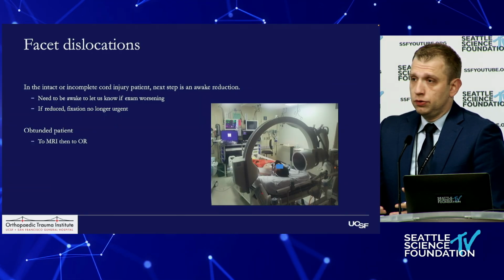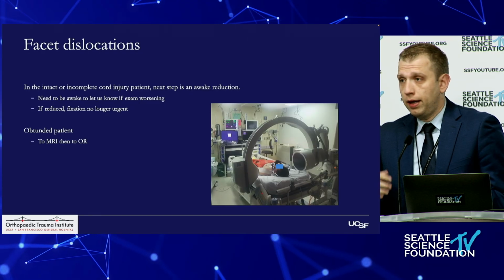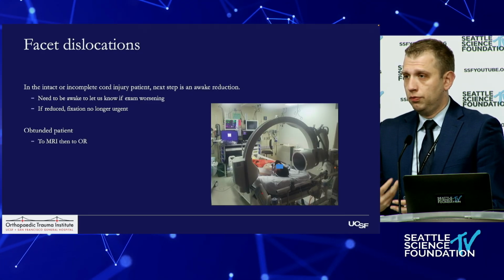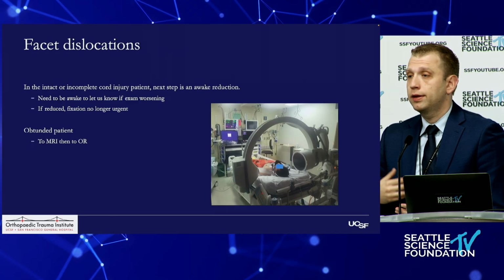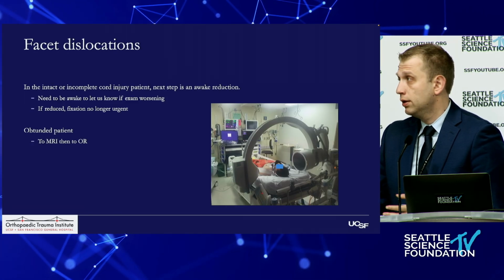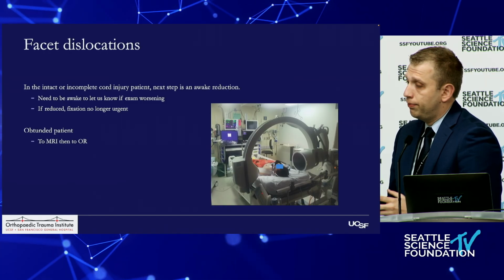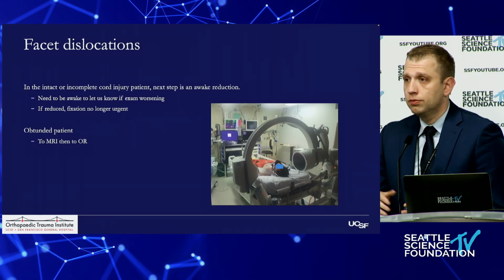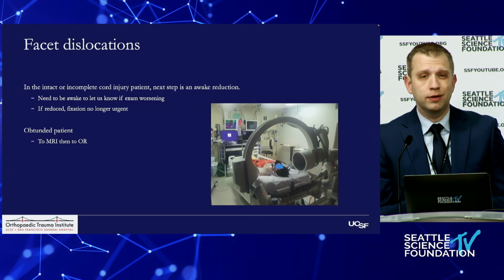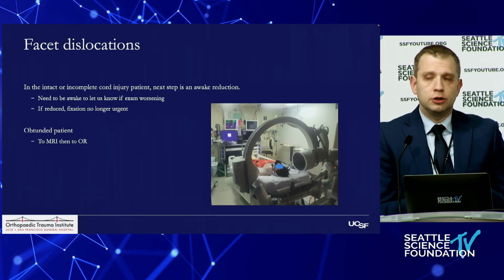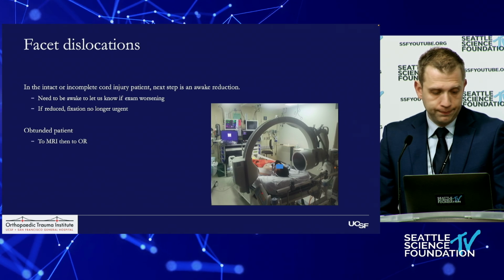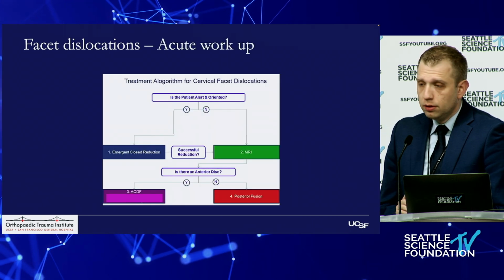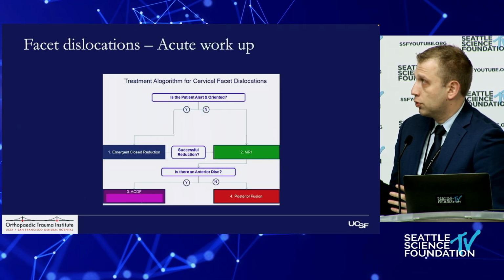One of the benefits of also doing the closed reduction is you could get the MRI and the CT with the cervical spine already reduced, and so that's also an aid for surgical planning. If you get the MRI with the patient dislocated, while you have an idea of what's going on with the disc, you don't get as much detail as you do with the reduced spine. And so this is my acute workup.